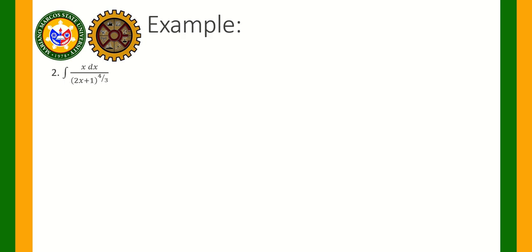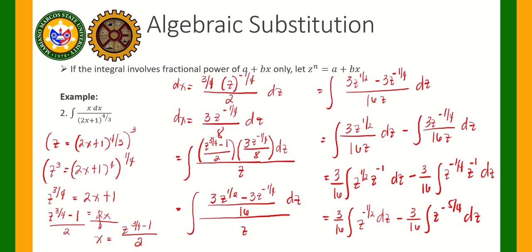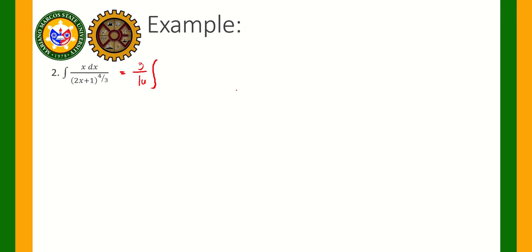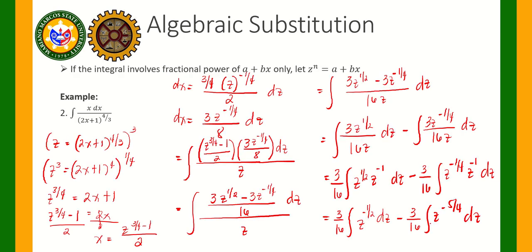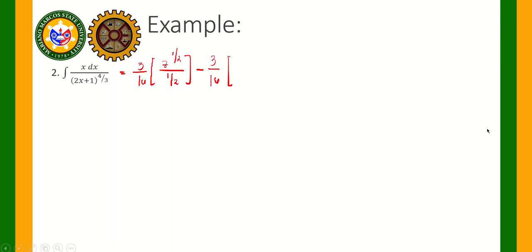Okay, so proceed tayo. This is equal to 3 over 16, the integral of, what is the integral of z raised to negative 1/2 dz? So, this is equal to z raised to negative 1/2 plus 1, that is 1/2, all over 1/2. And then, minus 3 over 16, what is the integral of z raised to negative 5 over 4 dz? That is equal to negative z raised to negative 1 over 4 over negative 1 over 4. And then plus c.